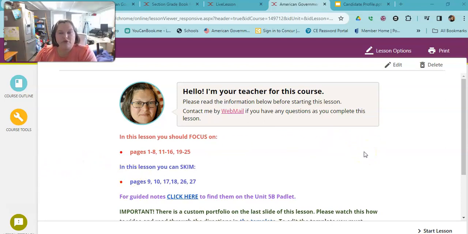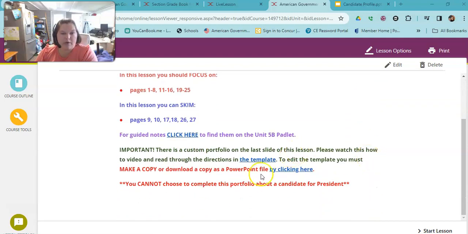What you want to do is still read all of the lesson pages that are highlighted on the focus. You can skim the ones that we've told you can skim. There's no quick check for this lesson. It's just going to be this portfolio, okay? There's still a guided notes. It's linked onto the Padlet, just like always.